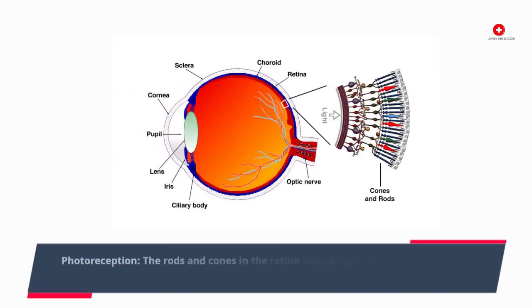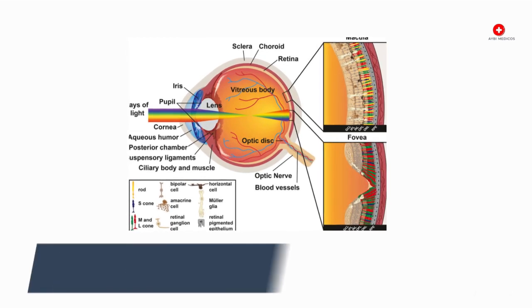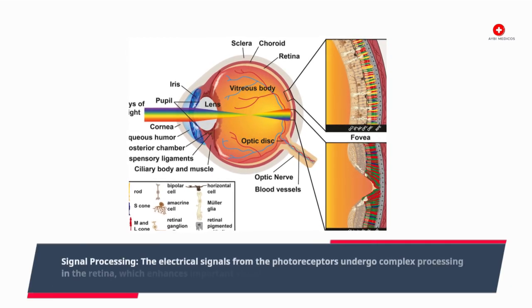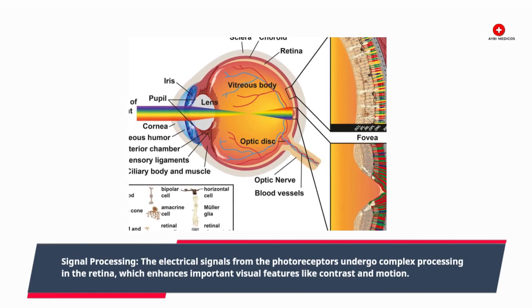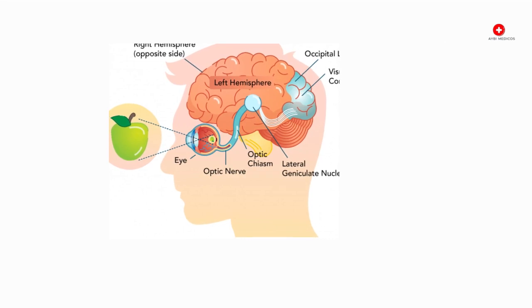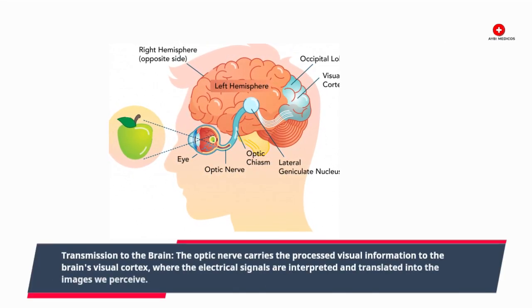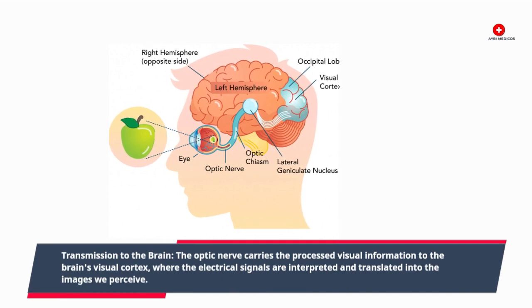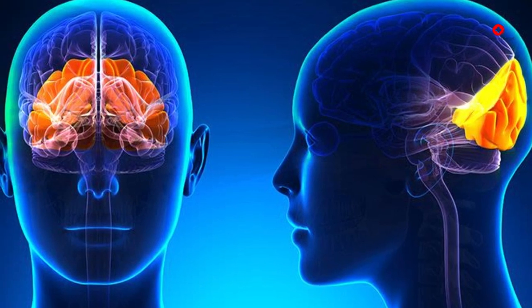Photoreception. The rods and cones in the retina absorb light and convert it into electrical signals, which are transmitted to the brain via the optic nerve. Signal processing. The electrical signals from the photoreceptors undergo complex processing in the retina, which enhances important visual features like contrast and motion. Transmission to the brain. The optic nerve carries the processed visual information to the brain's visual cortex, where the electrical signals are interpreted and translated into the images we perceive.